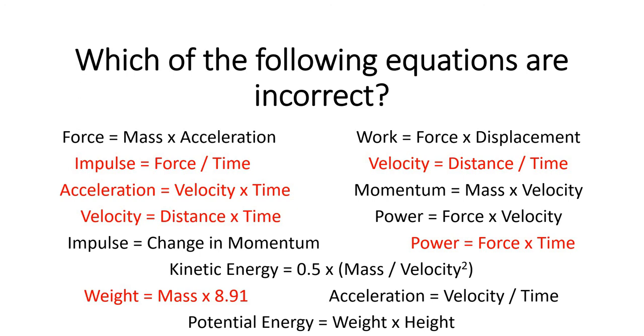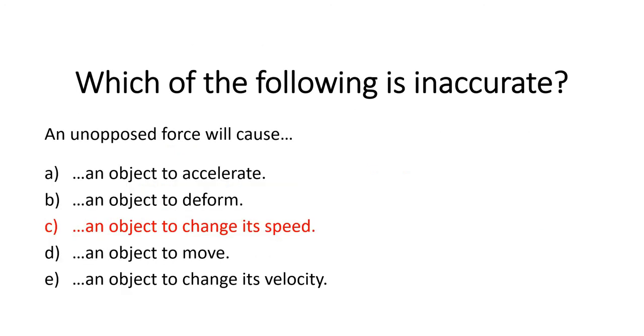Okay, so the next question asked you to spot the odd one out once again and basically complete a sentence. An unopposed force will cause an object to accelerate, an object to deform, an object to change its speed, an object to move, an object to change its velocity, and the odd one out is an object to change its speed. The others are all technically accurate.